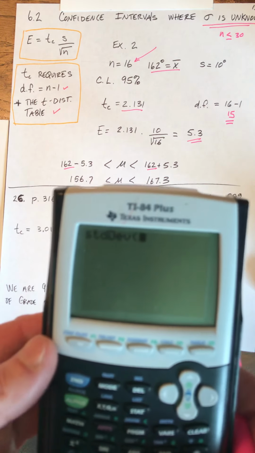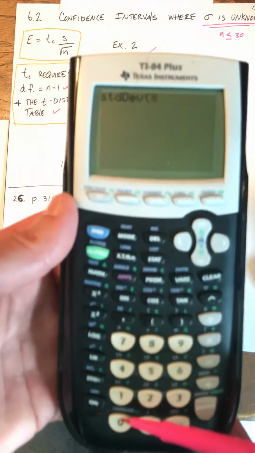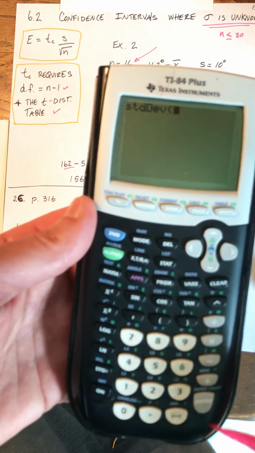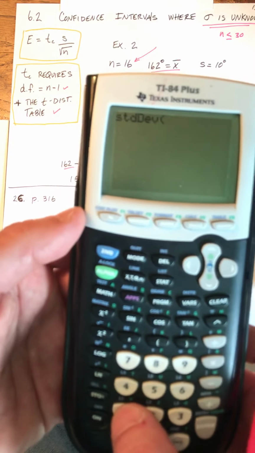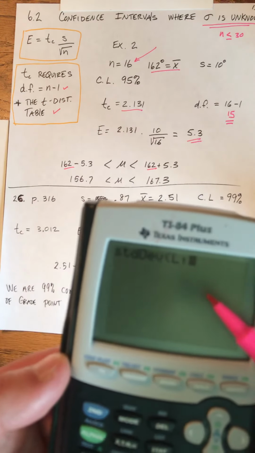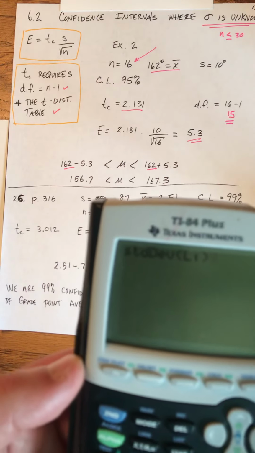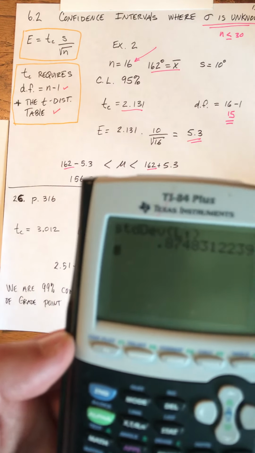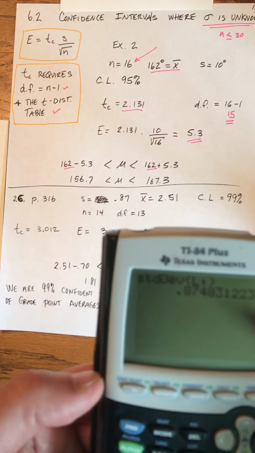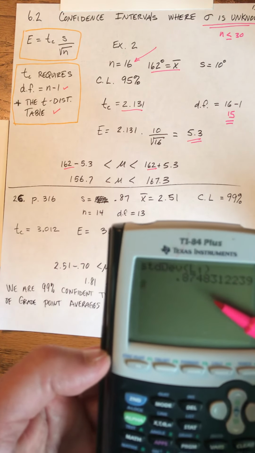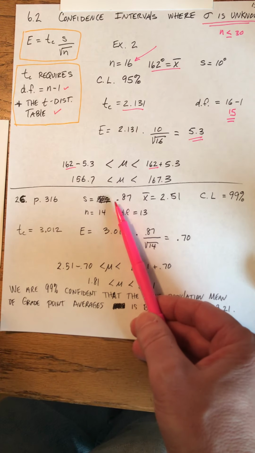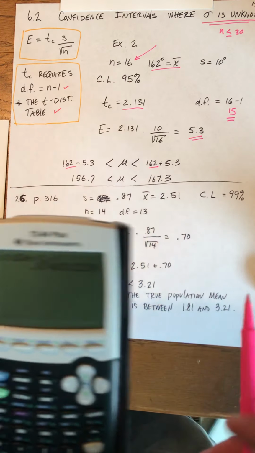I want the standard deviation of list 1, and list 1 appears behind the number 1. So I go second 1, and that gives me L1, and you can see it in here. Close the parentheses and hit enter, and it tells me that the standard deviation comes out to be 0.87. So I wrote that down. Standard deviation is 0.87.